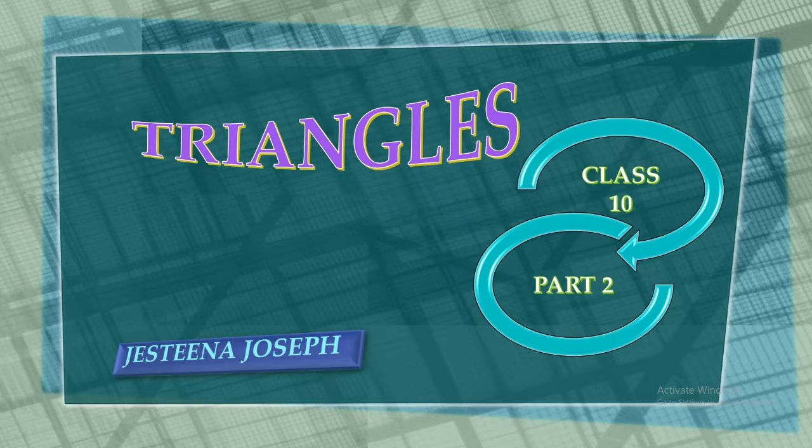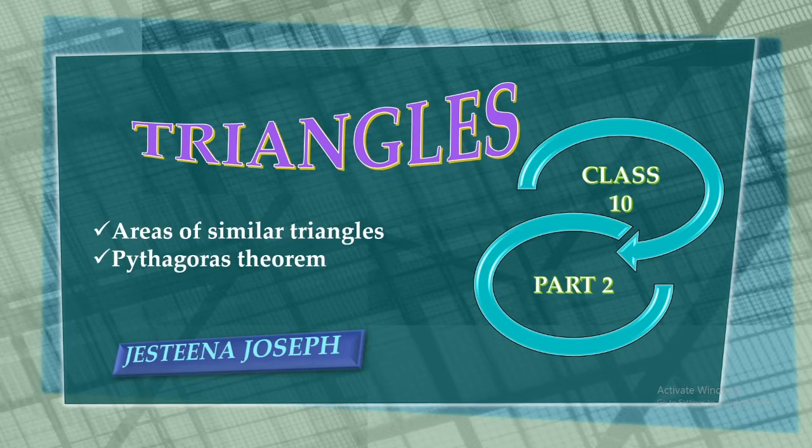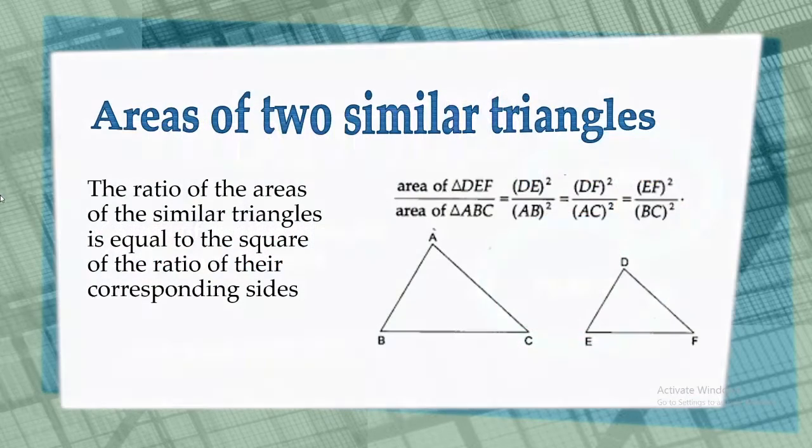So today we will go through the topic triangles, part 2 of it. In this module we will see about areas of similar triangles and Pythagoras theorem. Now we will see areas of two similar triangles.